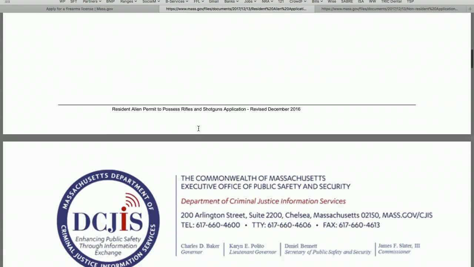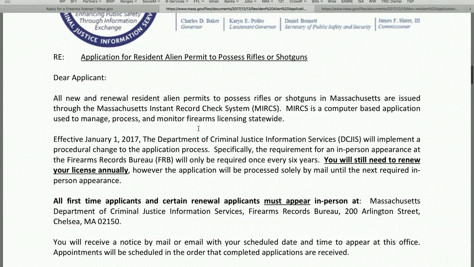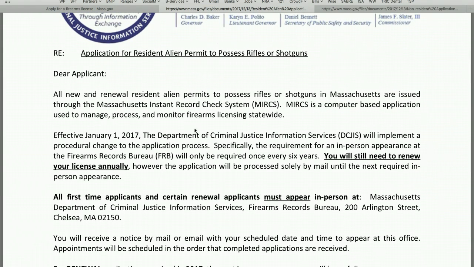So we're going to go through here a little bit. This is just basic information telling you that you're going to go through a background check, right? You've got your MIRCS system, which is known as your Massachusetts Instant Record Check System. That's what MIRCS stands for. They're at every gun show, so there is no gun show loophole. MIRCS is always at the gun shows. The state is always there to provide background checks.